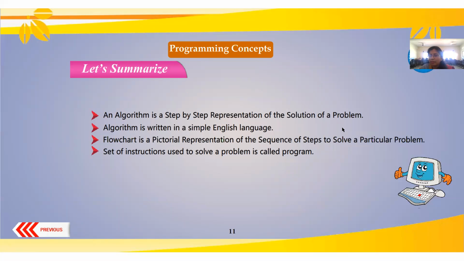A flowchart is the pictorial representation of the sequence of steps, or in simple language, the pictorial representation of the algorithm of a particular problem. The set of instructions used to solve a problem is called a program. So what is a program? Any set of instructions which we do to solve a problem is called a program. With this, we summarize our chapter, programming concepts.